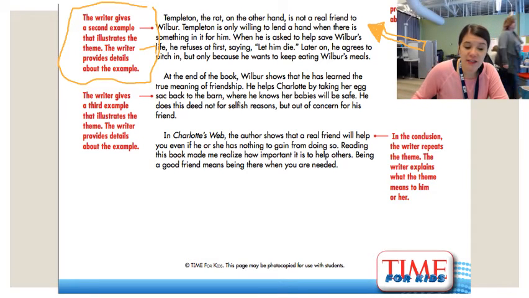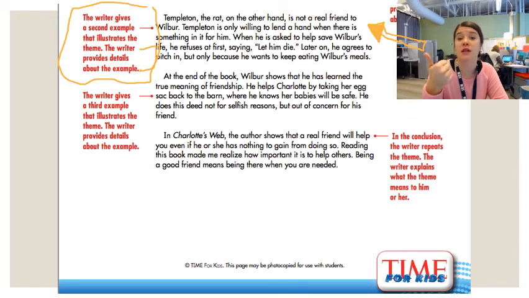The writer provides details about the example from the text inside of this paragraph here. You guys are going to need to do the same thing. This week you're going to learn how to include the counter-argument in your essay, as well as give an example from the text. Here's the last body paragraph.